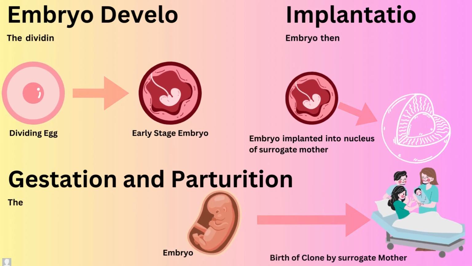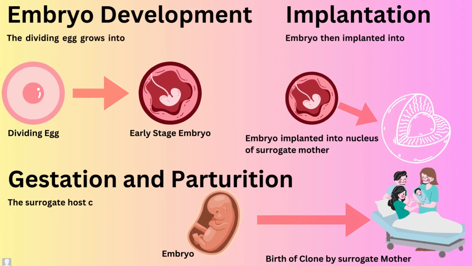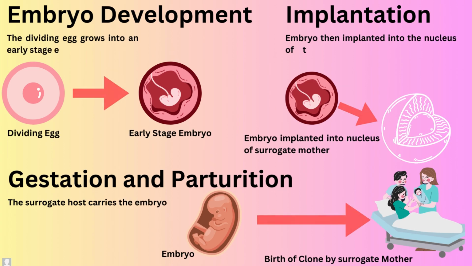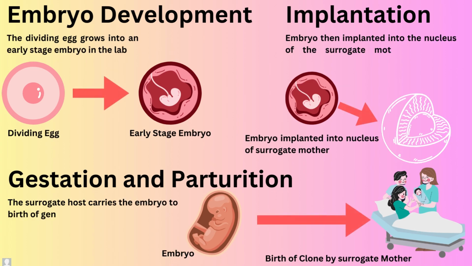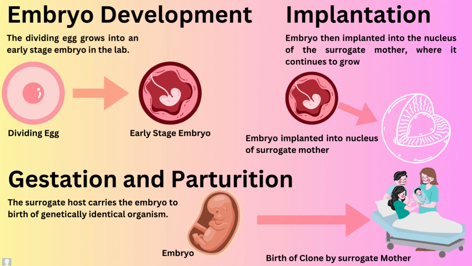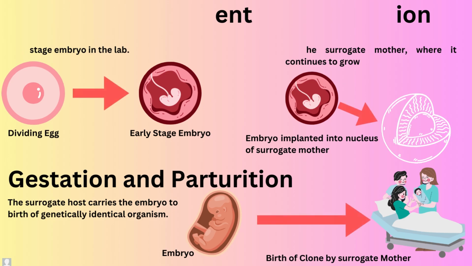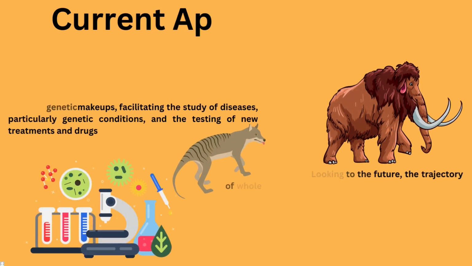Embryo development. The dividing egg grows into an early stage embryo in the lab. Implantation. The embryo is then implanted into the uterus of the surrogate mother where it continues to grow. Gestation and parturition. The surrogate host carries the embryo to term, culminating in the birth of a clone that mirrors the donor's genetic identity. Current applications and future potential.